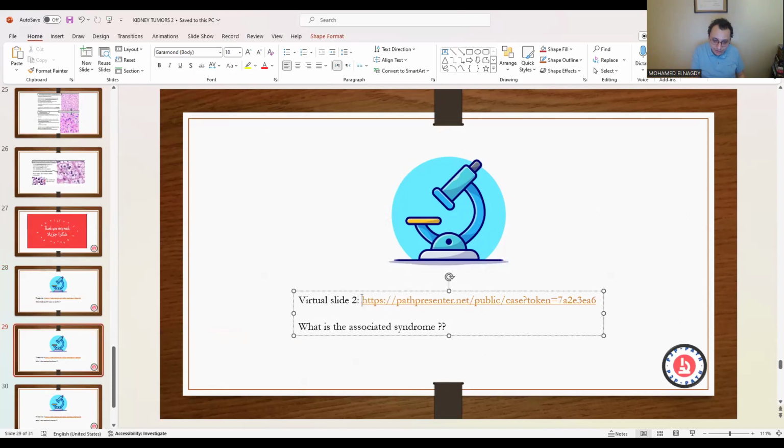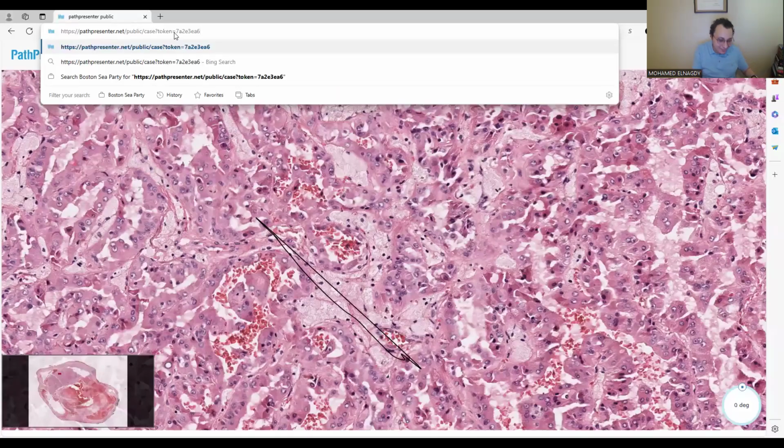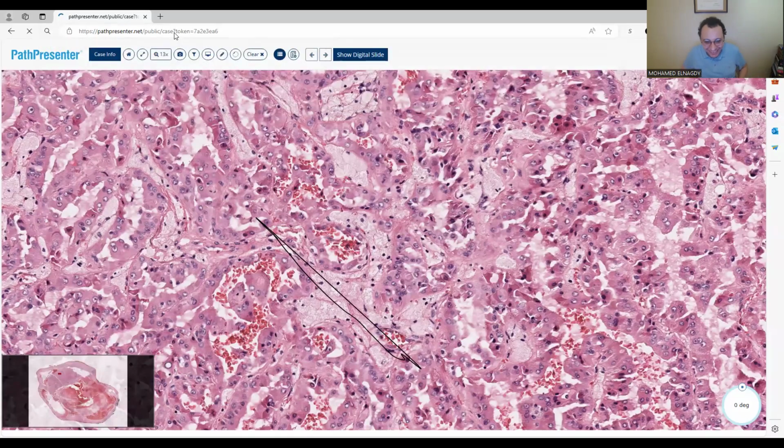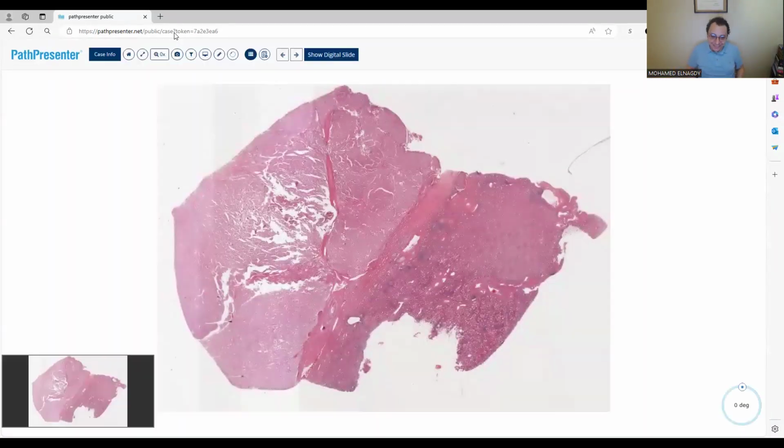You promised, Haik, you promised that you will go with the second one, okay? So yes, I'm here, let's see how it is. The question is, what's the associated syndrome? Tough one. Okay, so let's see this one. Same thing, renal tumor.